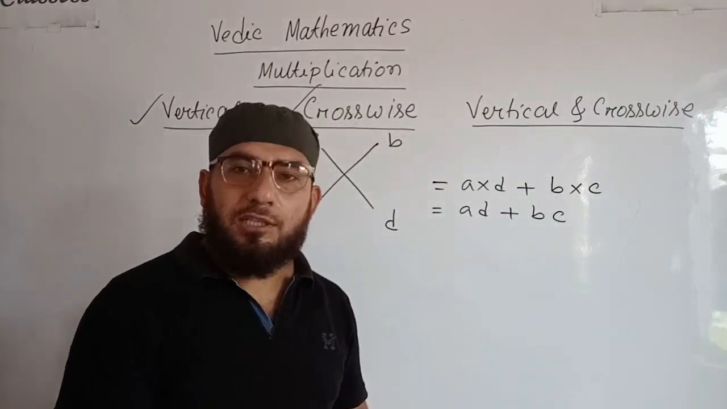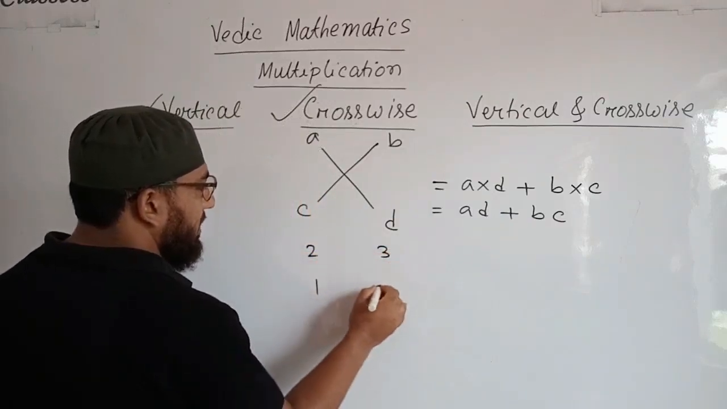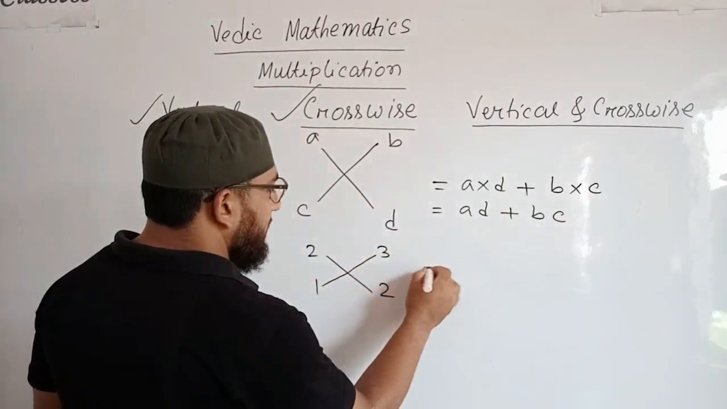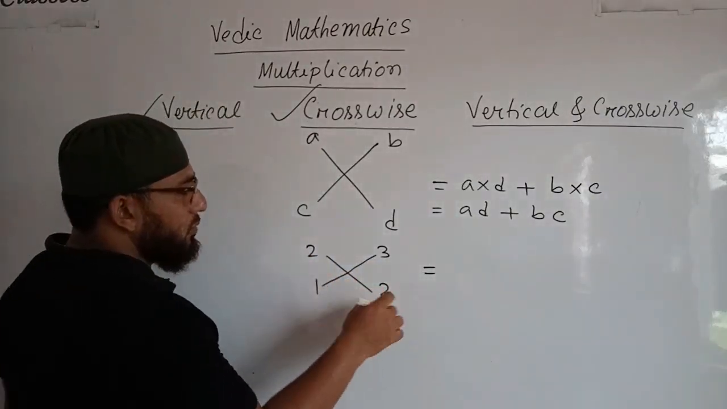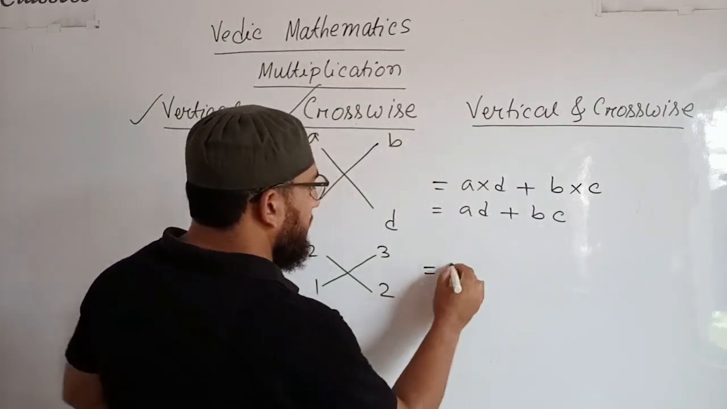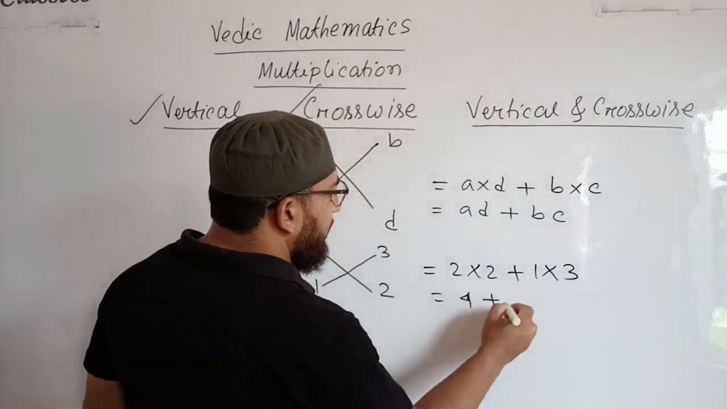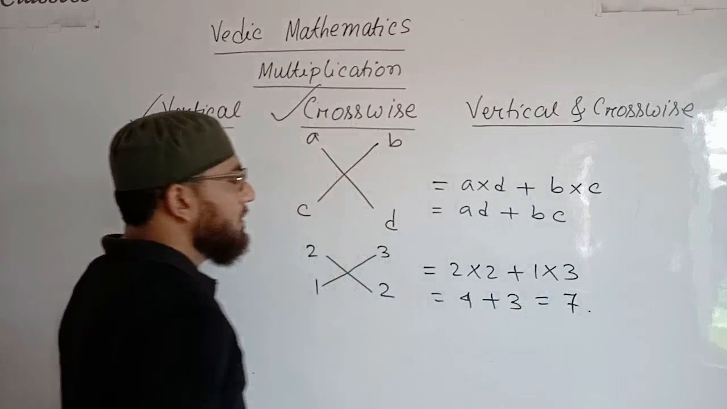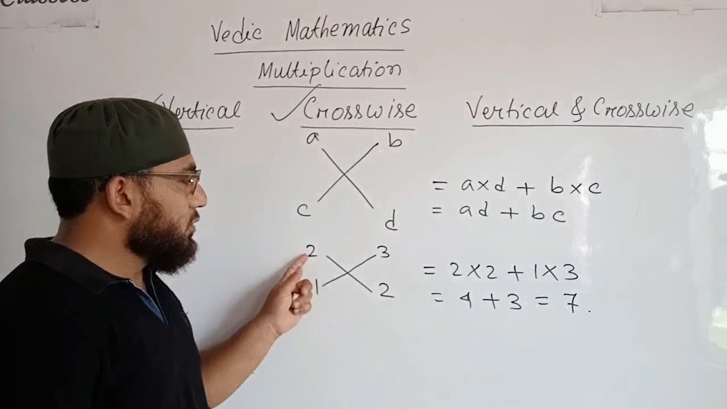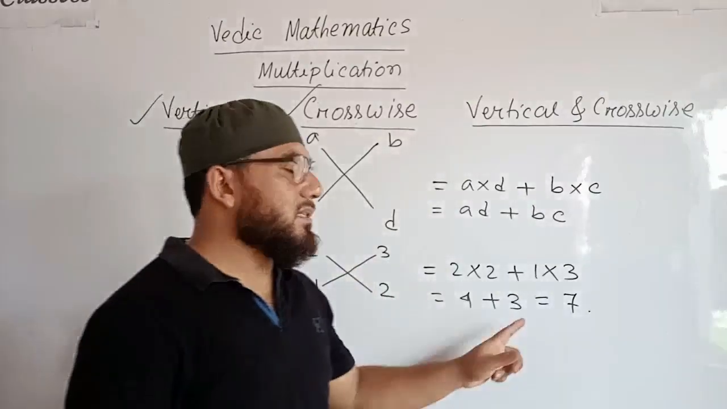Now let us choose numbers. Say you have 2, 3 and 1, 2. Crosswise multiplication will be 2 into 2, that is 4, plus 1 into 3, that is 3. So 4 plus 3 is 7, which is the crosswise multiplication.